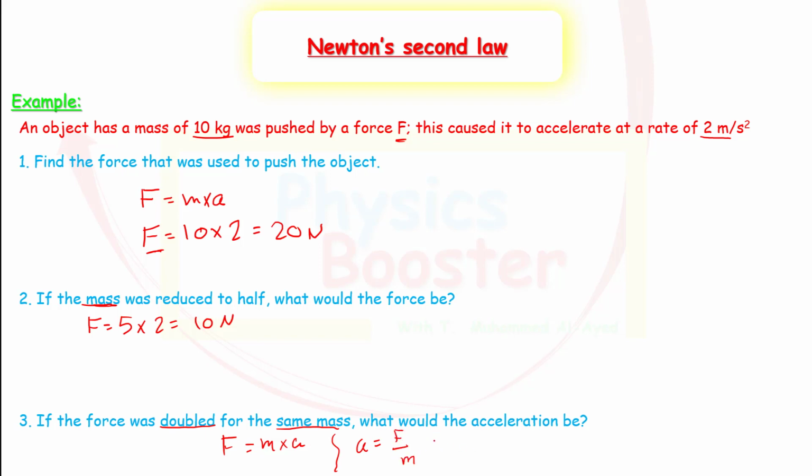And since we know that here, acceleration, the force is now doubled, so it's equal to 40 newtons divided by the mass, which is 10. So the answer is simply 4 meters per second squared. So the idea from the example is to know the relationship between mass and force and acceleration. So doubling the mass will reduce the acceleration, but increasing the force will increase the acceleration, okay?